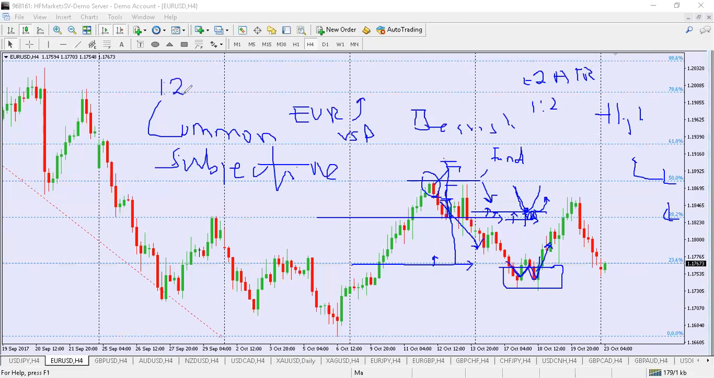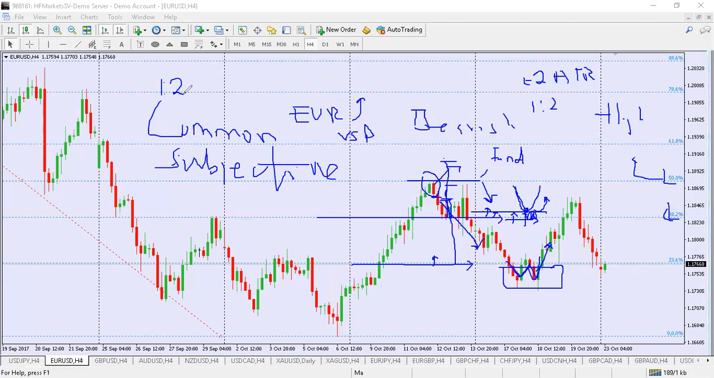I said the 1:2 is loss to profit. Or you can call it your risk ratio. That's you risk 1 to make 2.